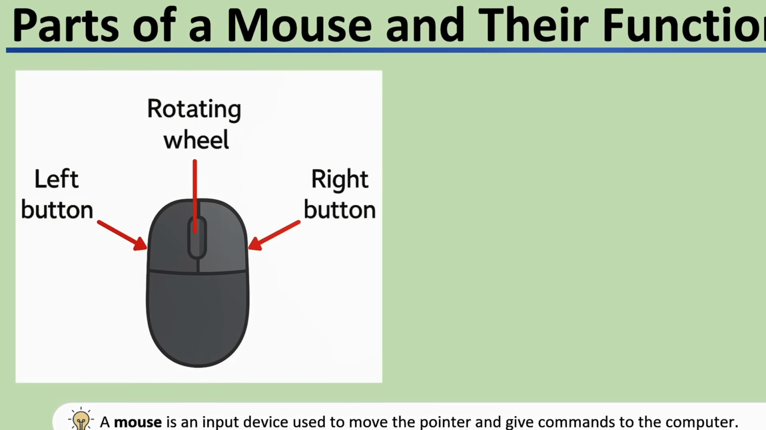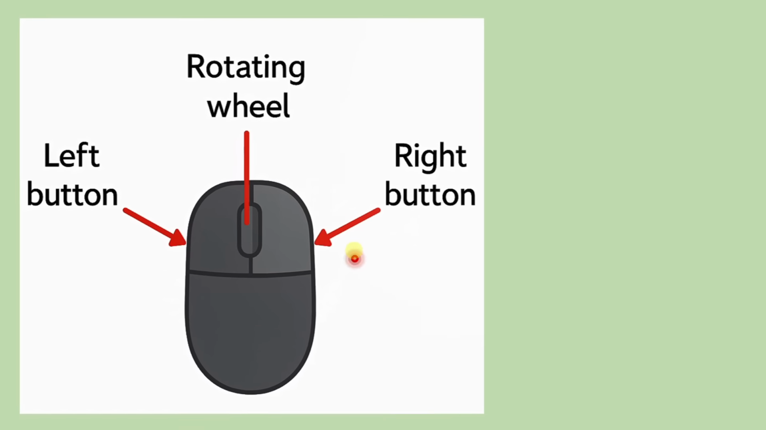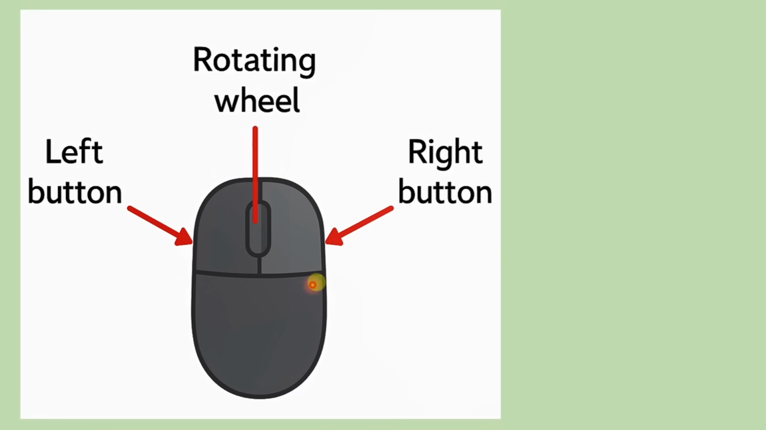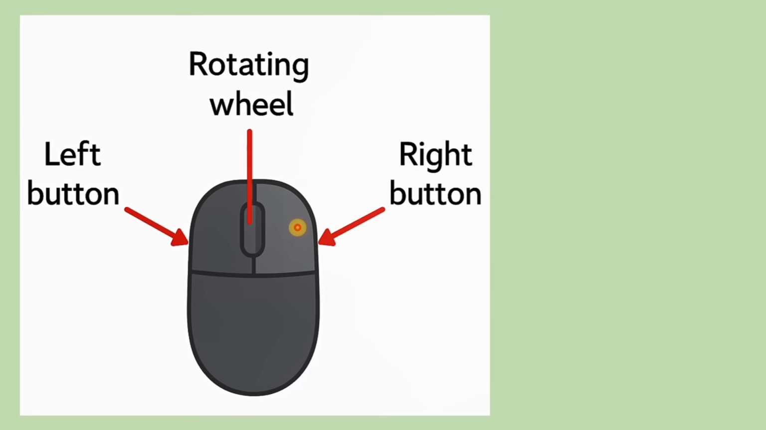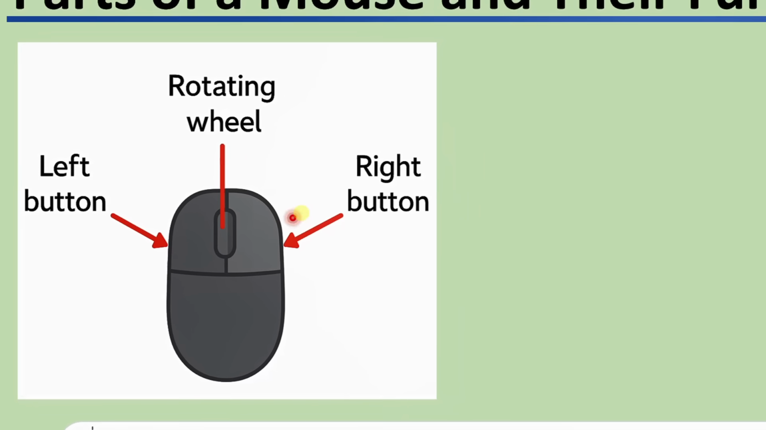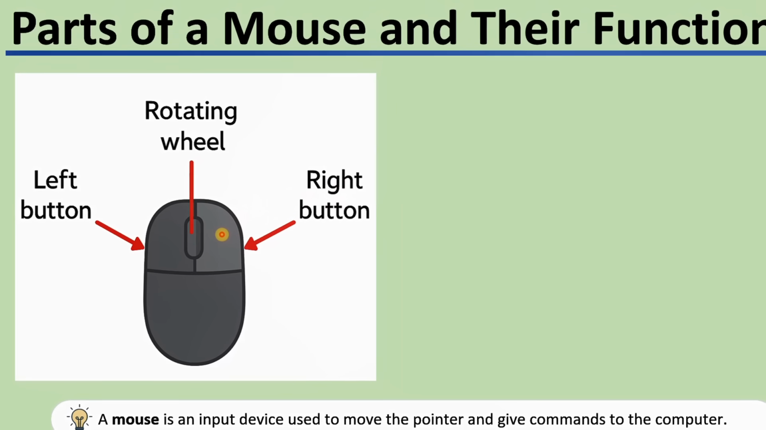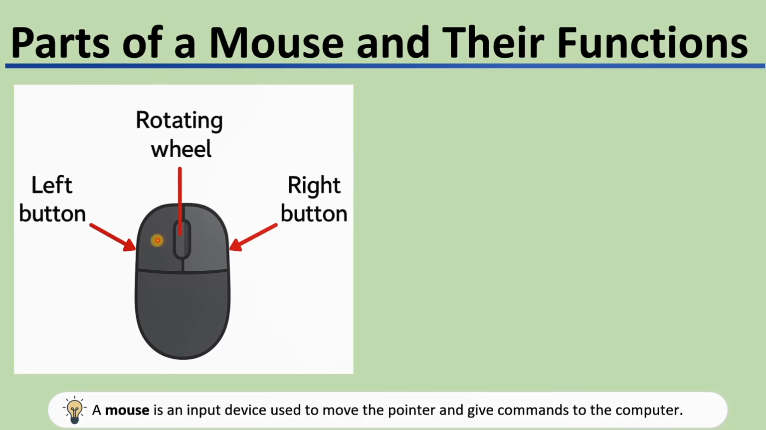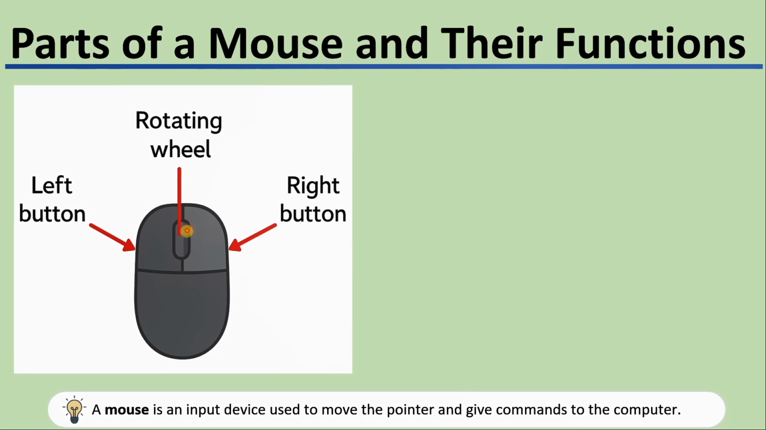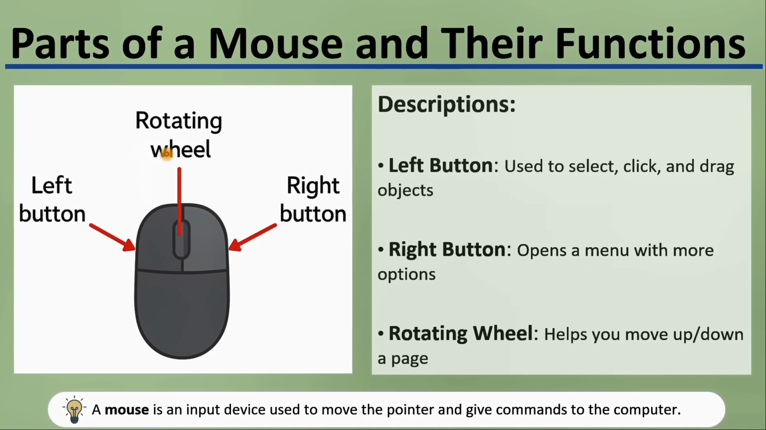Now, let's see how the mouse looks. Here's how the mouse looks. To the left here, we have a button called a left button. To the right here, we have another button called a right button. And at the middle, in between the left button and the right button, we have something called a rotating wheel. Now, let's see some little descriptions to the right here.